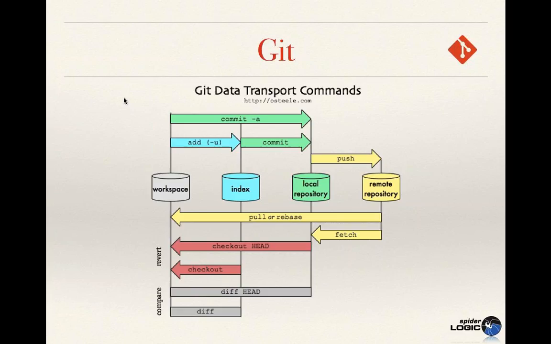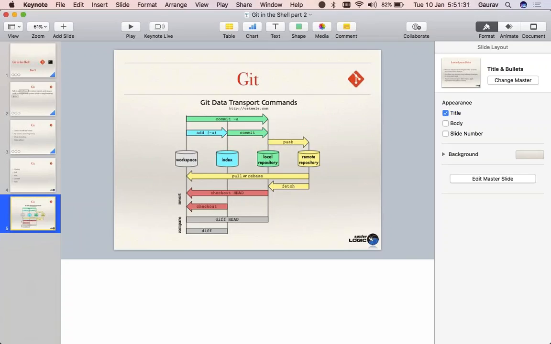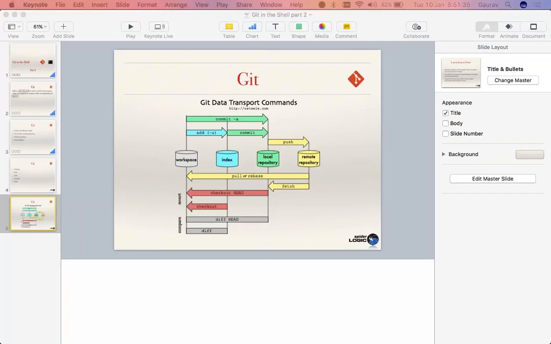So, a quick recap on commands. Git clone: first I have to get the whole thing to my local machine. Then if I have something new, I would say git add.